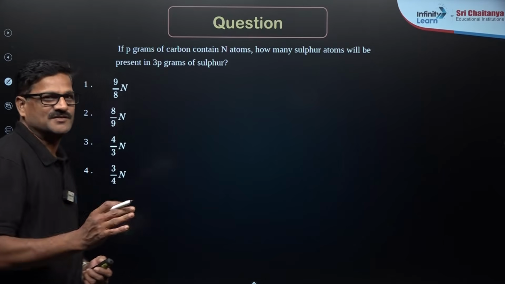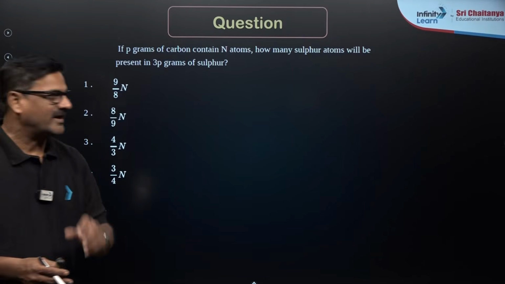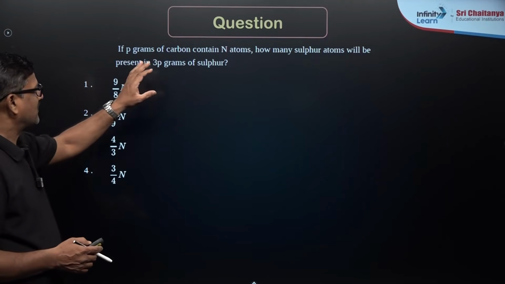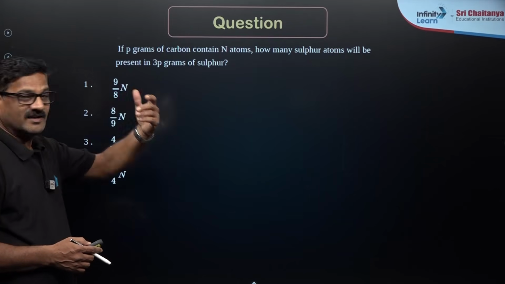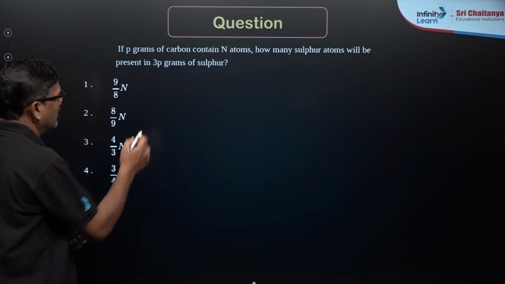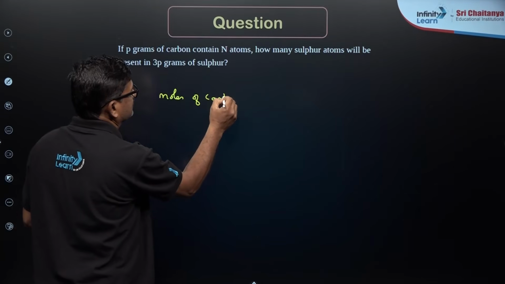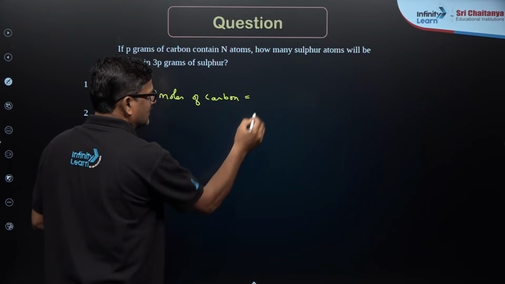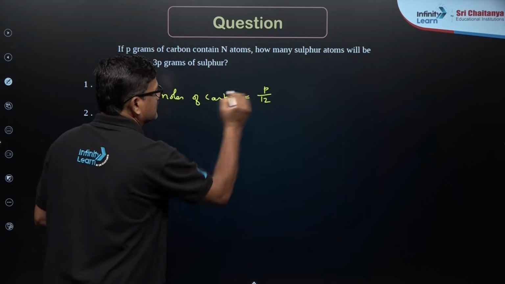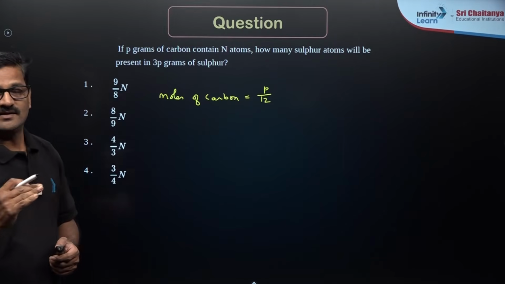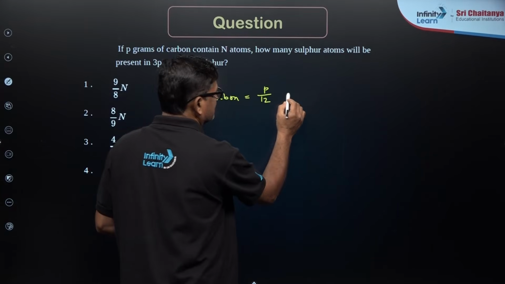Students, this question is based on a simple mole calculation. If p grams of carbon contain n atoms, so the number of moles of carbon is going to be p upon 12, which contains n number of atoms.